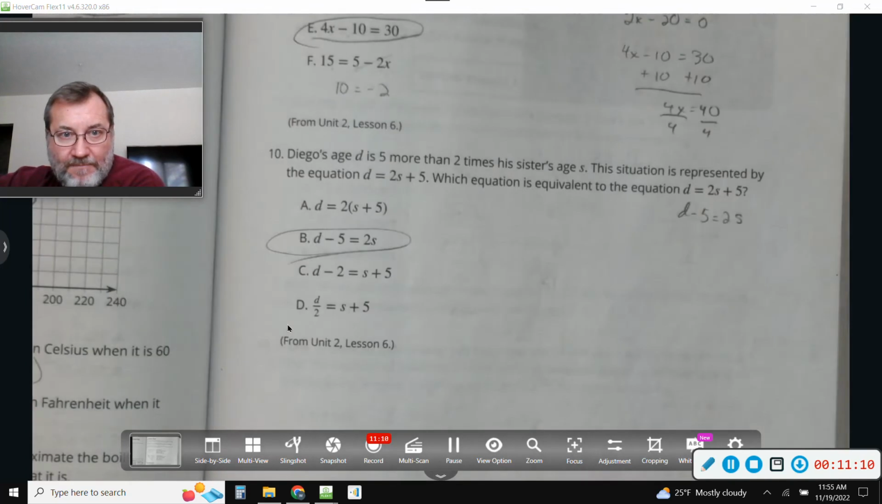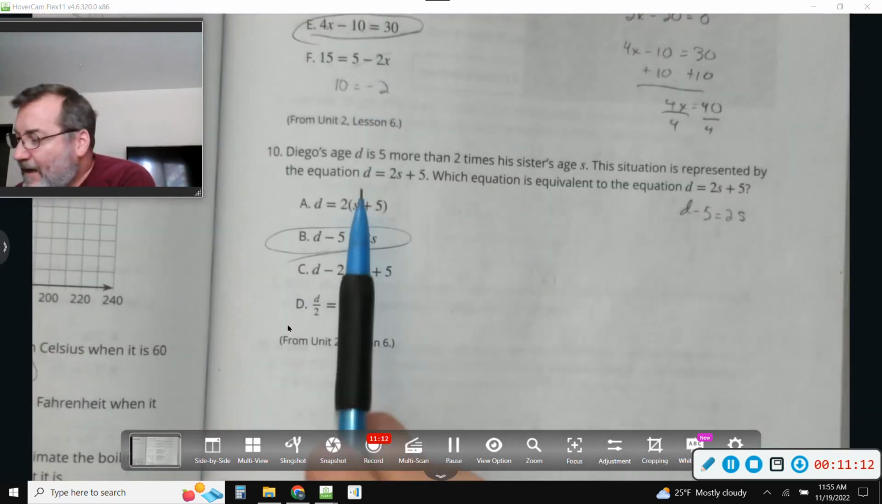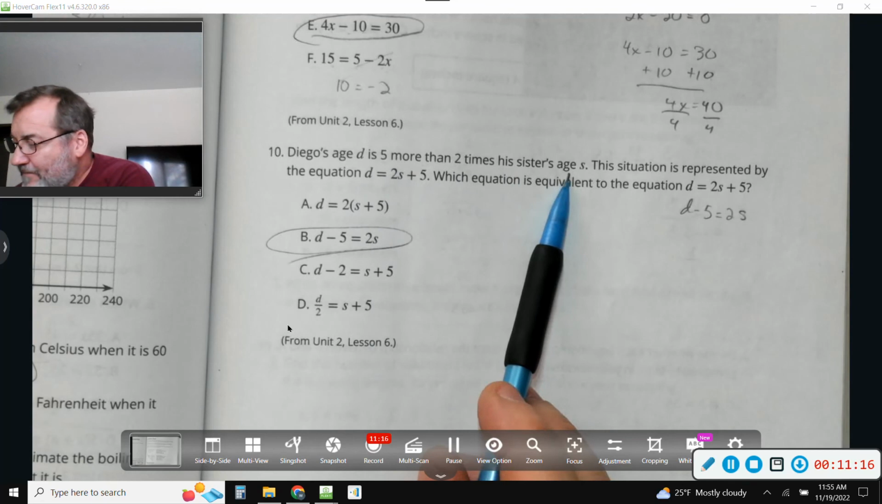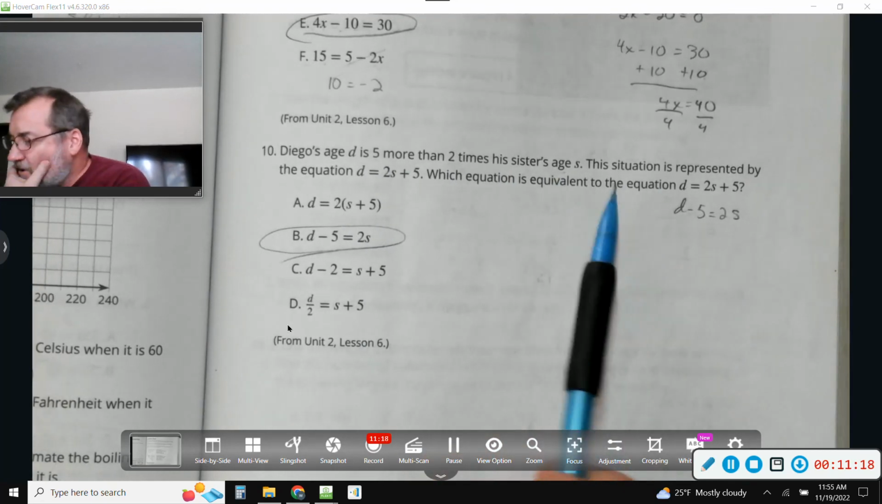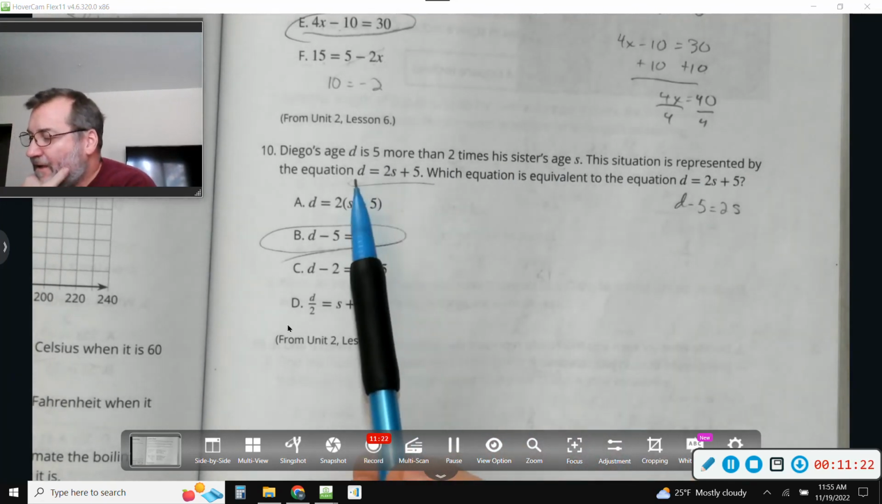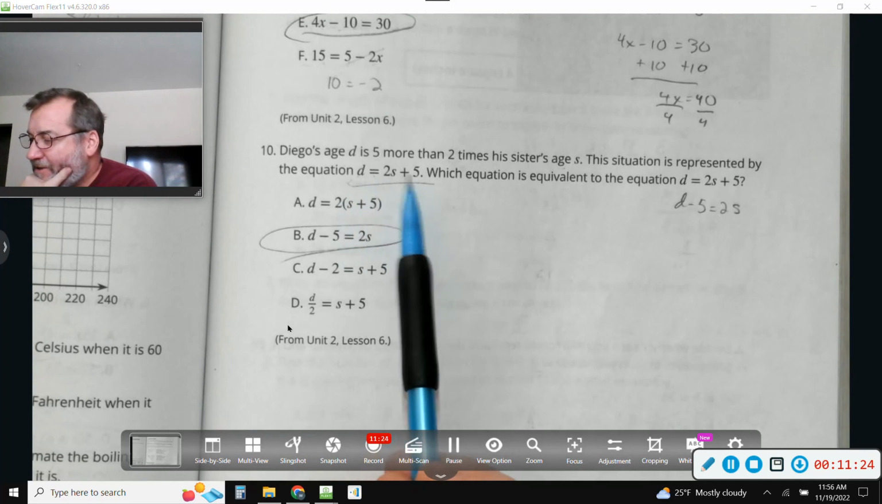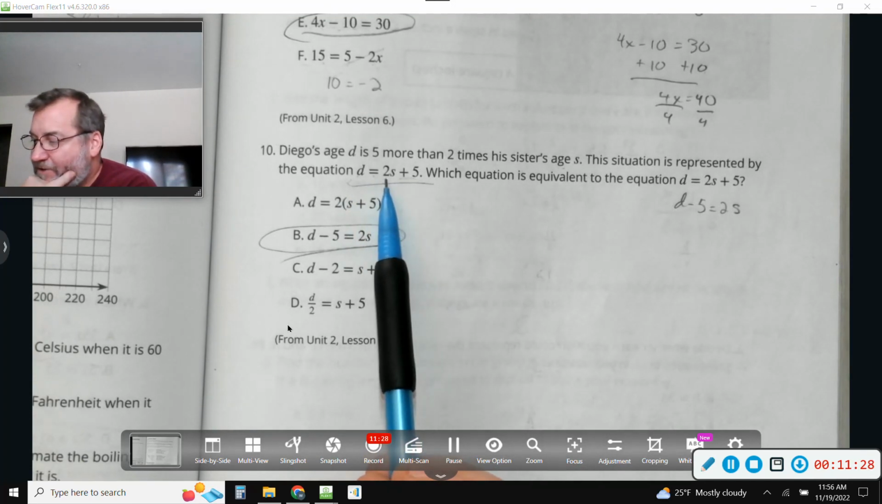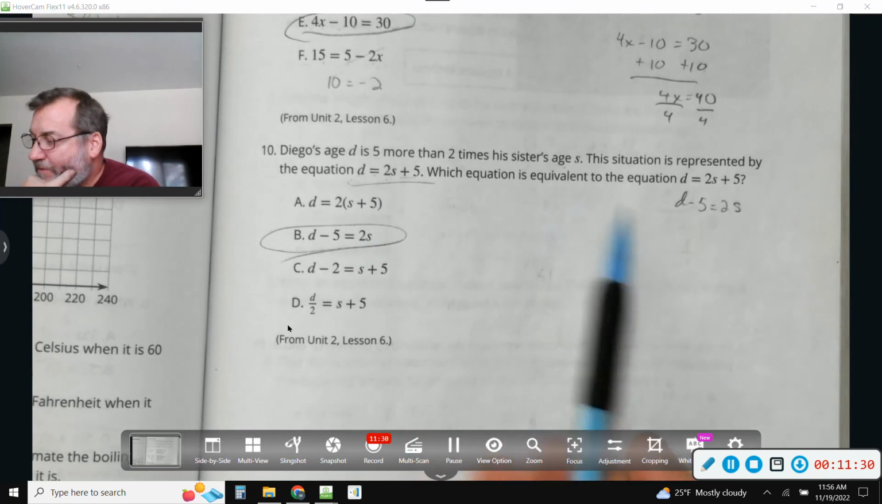Number 10. Diego's age is 5 more than 2 times his sister's age. Okay. This situation is represented by the equation right here. So if you think about this, Diego's age is 5 more than 2 times his sister's age, S. Which equation is equivalent to this equation?